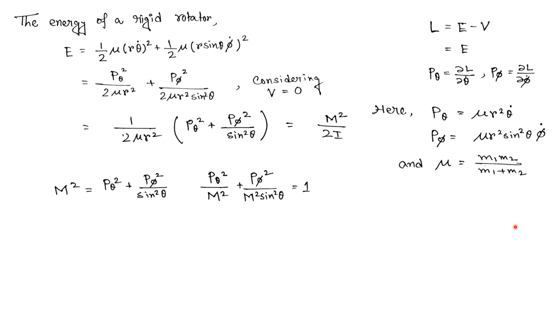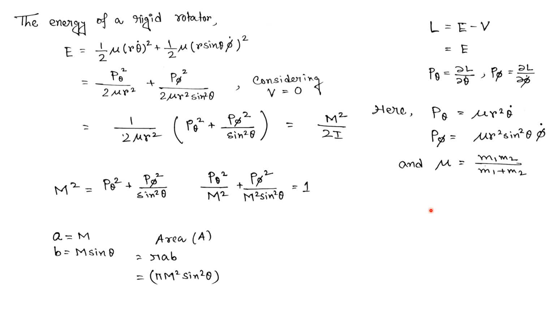Now the equation format is like x square by a square plus y square by b square equal to 1. So basically this is a square and this is b square. So from that comparison, you can get this is a, this is b. Now if you want to calculate the area, this is nothing but their multiplication, pi m square sin square theta.